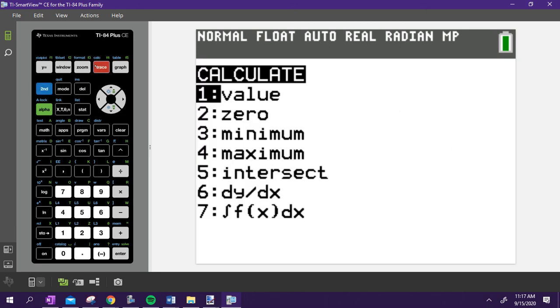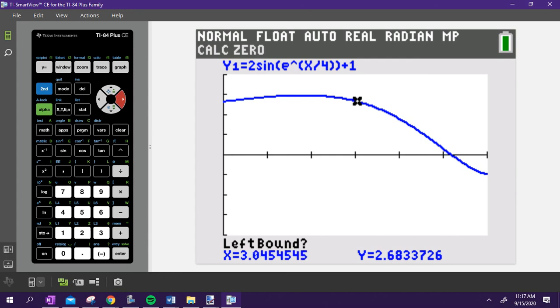Second, calculate the zero. I'm on the left side, I'm going to hit enter. I'm on the right side, I'm going to hit enter. I'm going to hit enter a third time. I get 5.1955223. Is that the answer to this question? No, that's when it happens.